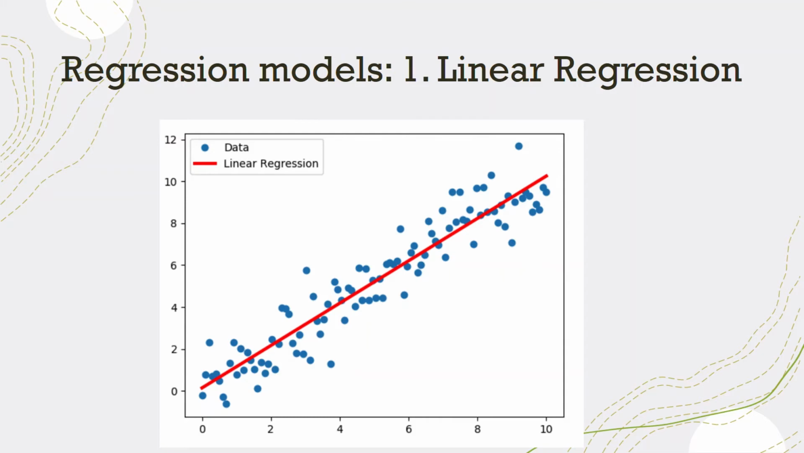Some of the most common types of regression models include linear regression, which is simply finding a line that fits the data. Its extensions include multiple linear regression, that is finding a plane of best fit, and polynomial regression, that is finding a curve for best fit.